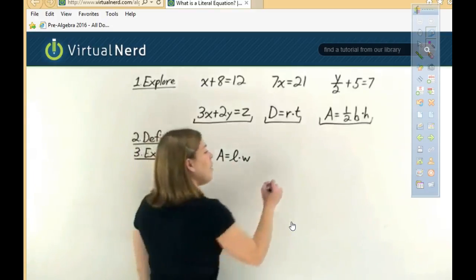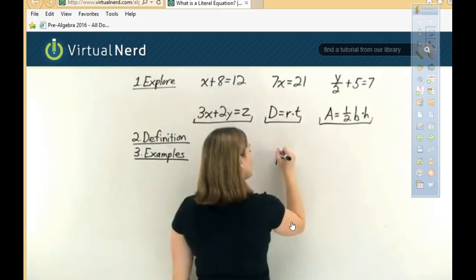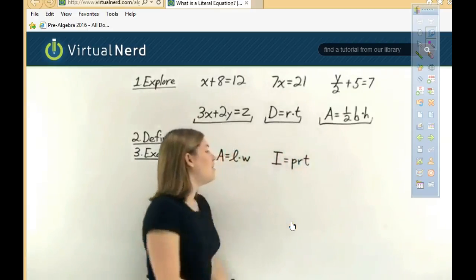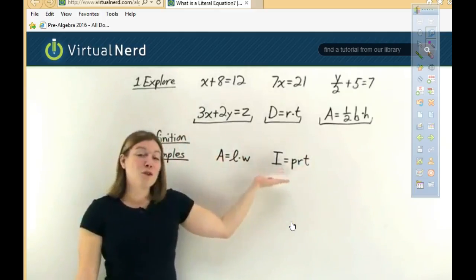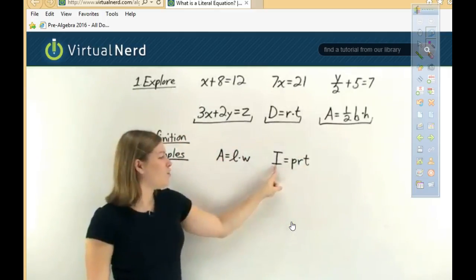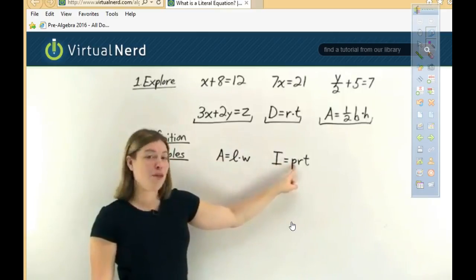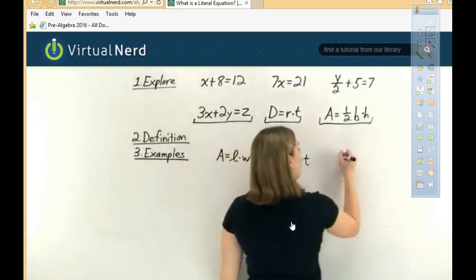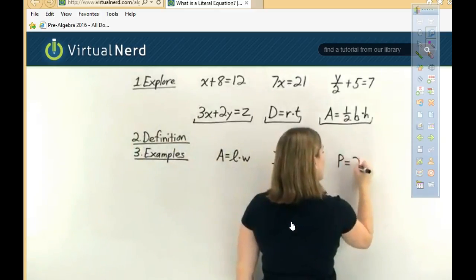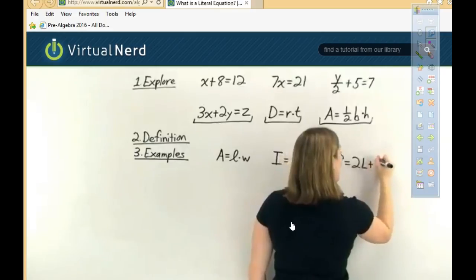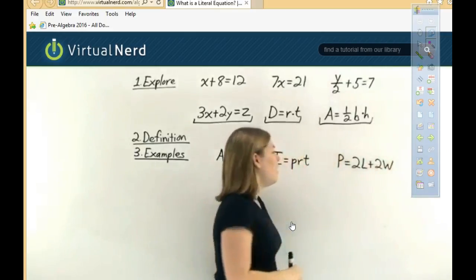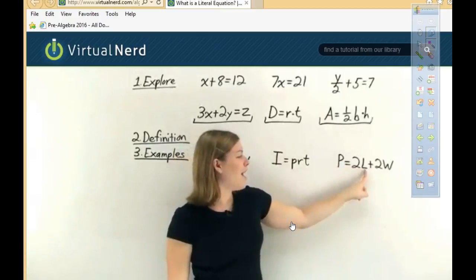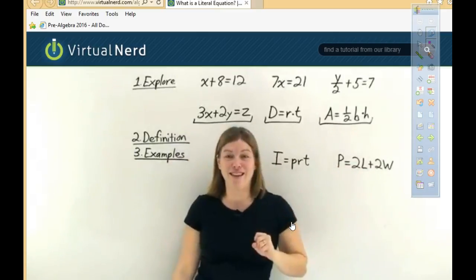Neat. Now, we can also have one like this. I equals PRT. This is a literal equation. It's the formula for interest. I is interest, P is the initial amount that we invest, R is the rate, and T is time. Or we could even have a literal equation like this. P equals 2L plus 2W. This is the formula for the perimeter of a rectangle. P is the perimeter, L is the length, and W is the width.